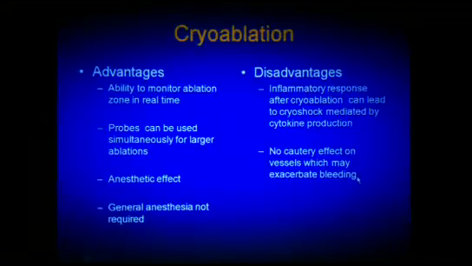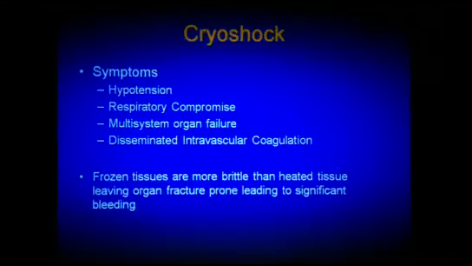And as I mentioned before, there are antigens that are left on the cell, which can cause an immunologic response from the body as a result. It doesn't happen often, but it can happen. What is that immunologic response called? It's called cryoshock, causing hypotension, respiratory compromise, DIC, and multi-organ failure. Probably happens less than 1 to 2% of the cases, but it can happen.